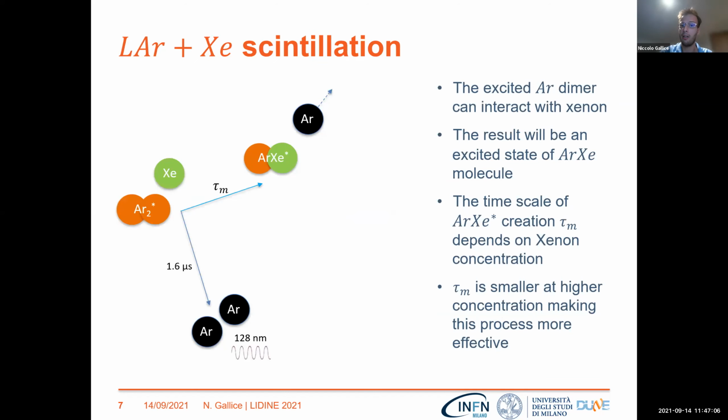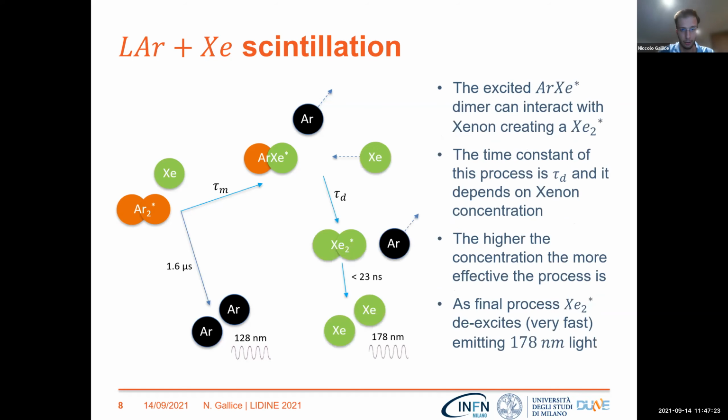So the excited argon dimer can interact with xenon, and the result will be an excited state of argon-xenon molecule. The time scale of the argon-xenon creation, tau m, depends on the xenon concentration, and tau m is smaller at higher concentration, making this process more effective. So the excited argon-xenon dimer can again interact with xenon, creating a xenon-2-star molecule that can eventually de-excite in a very fast way, emitting 178 nanometer light.